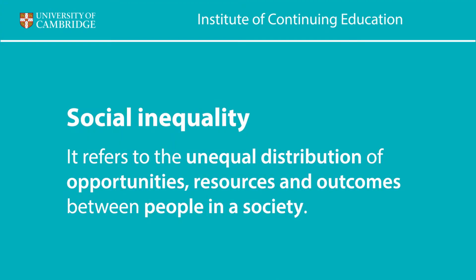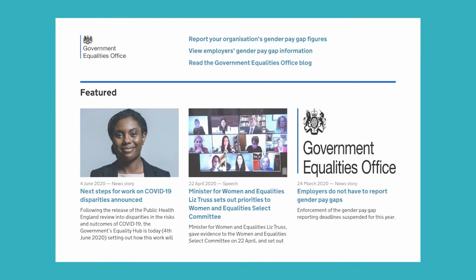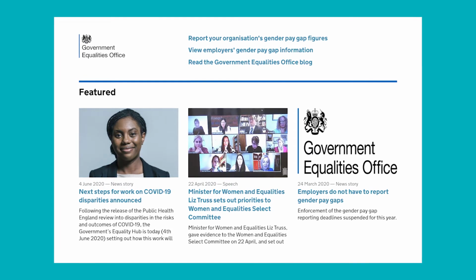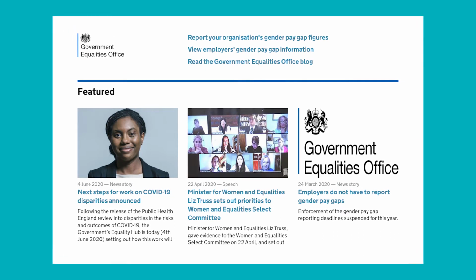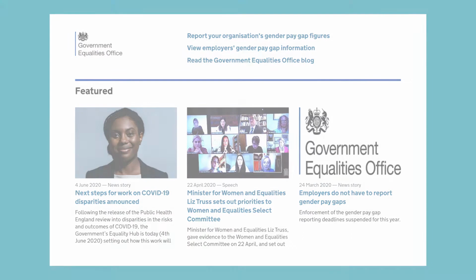Social inequality refers to the unequal distribution of opportunities, resources, and outcomes between people in society. It's a concept, an idea that we're all quite familiar with. We're all aware of gender and ethnic inequality, for example, in terms of pay. We know that women on average earn less than men, and some ethnic minority groups earn less than the ethnic majority. These pay gaps are currently monitored by the UK government through the Equalities Office, and the government is trying to take steps to change pay inequality.